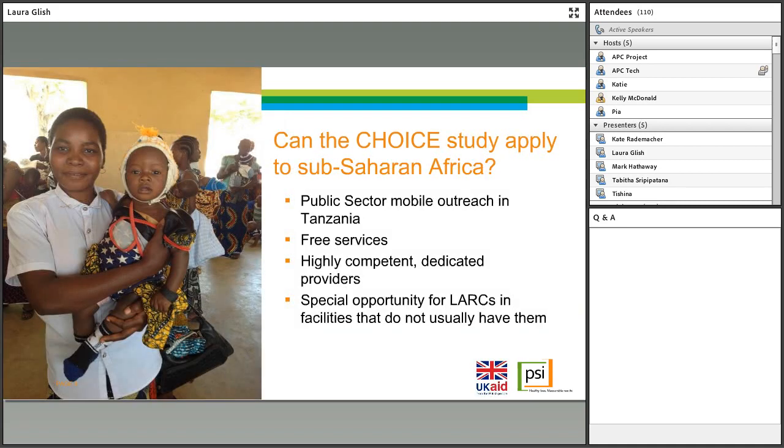So the question is, could the Choice study apply outside of the United States to different contexts? One example that we have here in Tanzania is a DFID-funded project providing mobile outreach to facilities that do not normally have LARCs available, offering free services also with highly competent, dedicated providers who have very good skills in LARC insertion and counseling and are also there that day to specifically offer family planning methods, so we're not pulled in by the many other responsibilities that are usually present in the public sector.